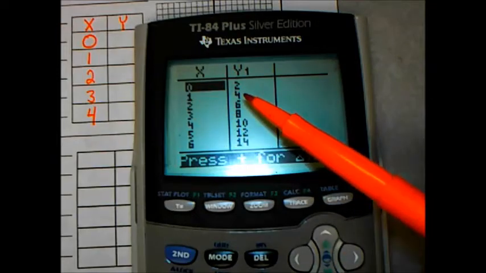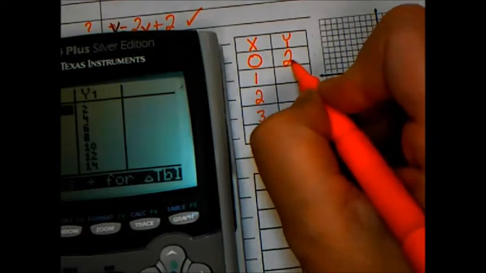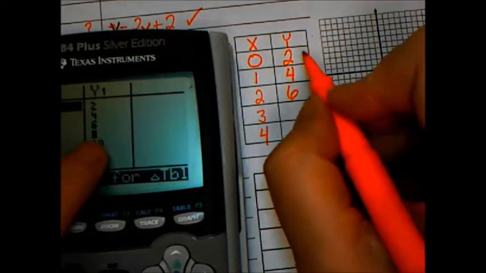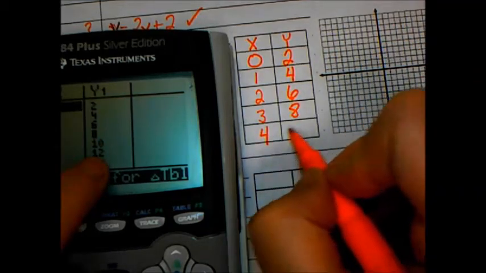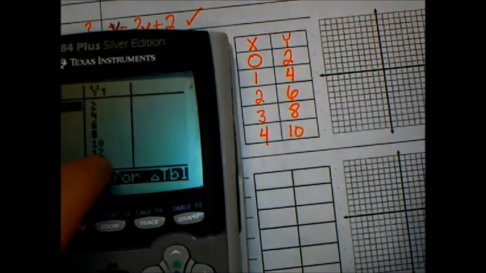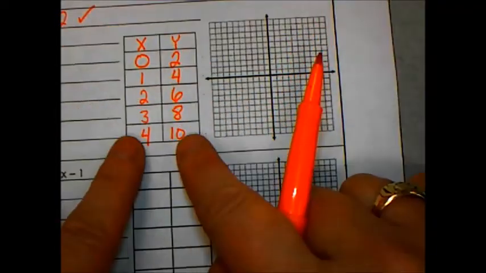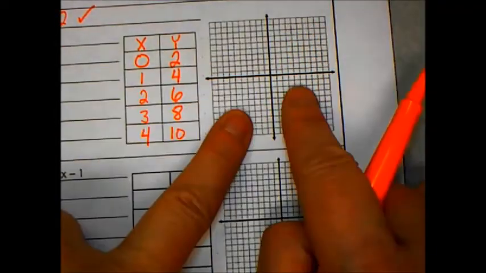Alright, 0 is a 2. I'm just going to copy it over. 0 is a 2. 1 is a 4. 2 is a 6. 3 is an 8. And 4 is a 10. And now I want to take my table and transfer it to the graph.